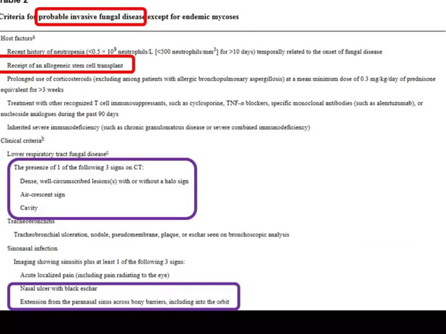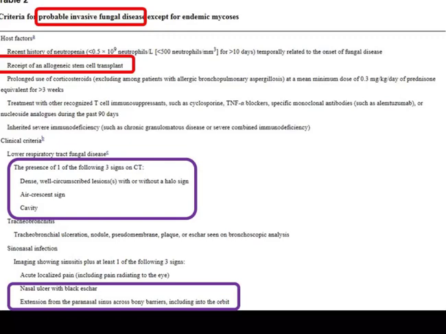So here would be the majority of bone marrow transplant patients: recent history of neutropenia, that would be like my entire service; recipient of a transplant, that's a third of my service to half of my service; prolonged use of steroids, that would be a portion; and other recognized T-cell immunosuppression.